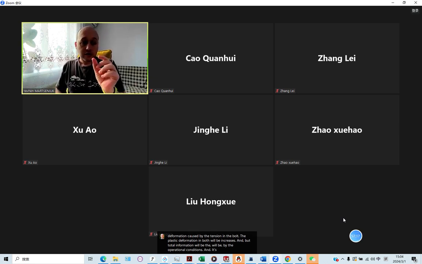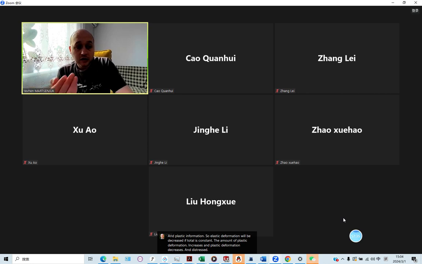elastic deformation and plastic deformation. So elastic deformation will decrease if the total is constant. The amount of plastic deformation increases and elastic deformation decreases. And the stress will also decrease because, how to explain, because of the decrease of the elastic deformation in the bolt, the stress will decrease.